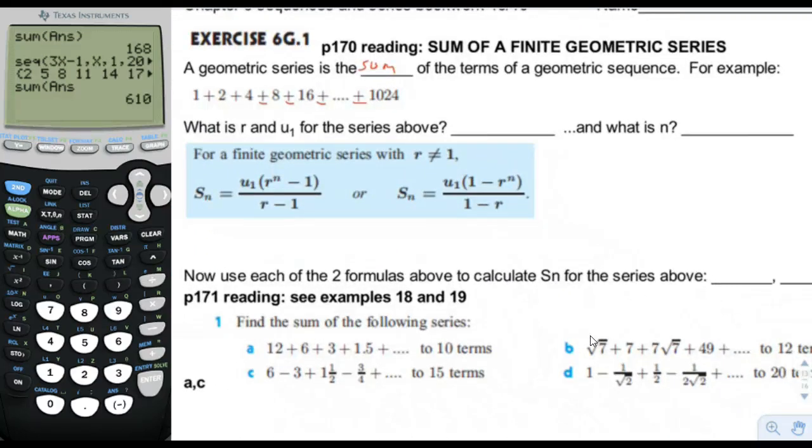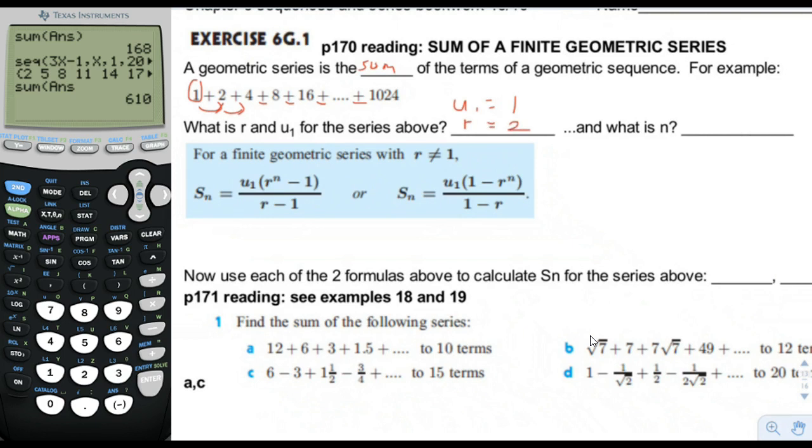What is r and u1 for the series above? Well, remember that u1 is the first term, so it's just 1. And r is the multiplier, so to go from one term to another, we're always multiplying by 2, so r is 2. Common ratio starts with an r.